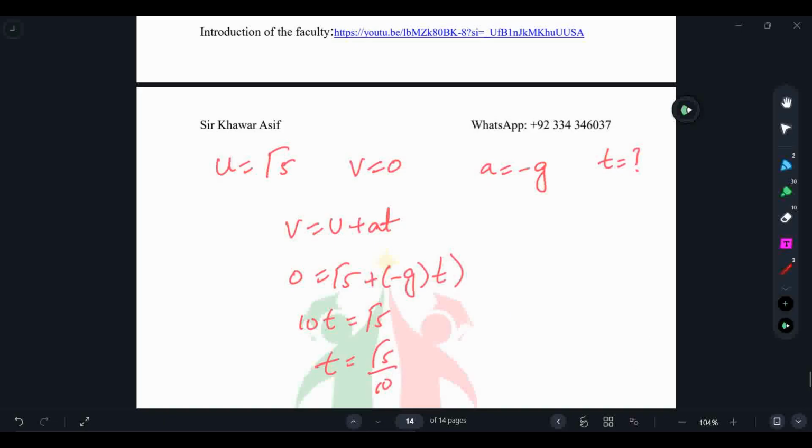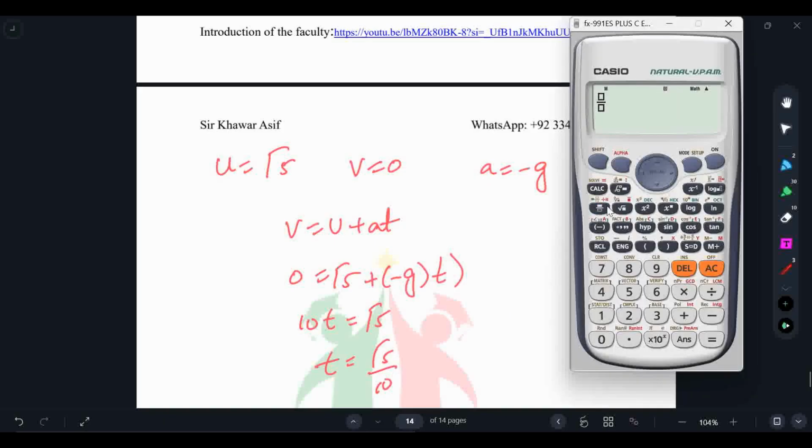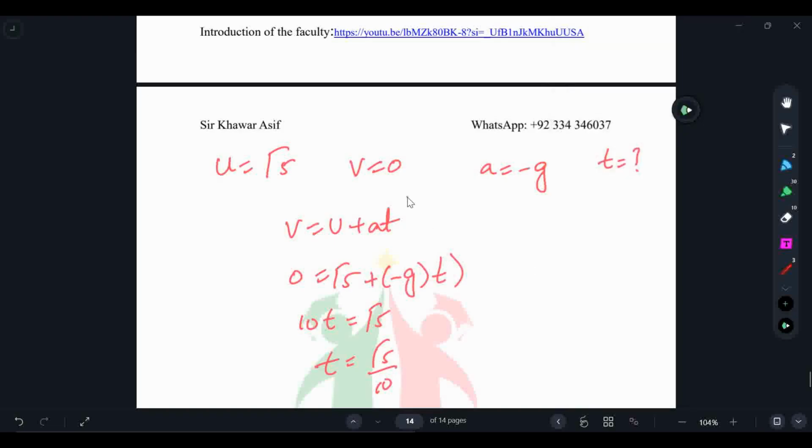So if we calculate it, square root of 5 divided by 10 will be 0.2236, about 0.223 seconds. So the time will be 0.223 seconds. Now we need to find the overall time.